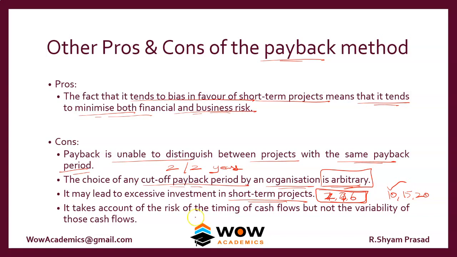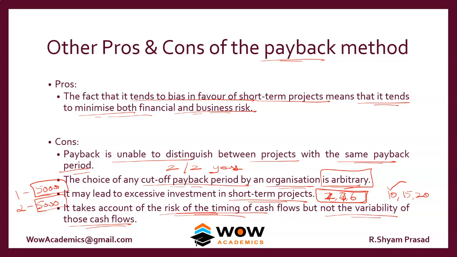It takes account of the risk of the timing of cash flow, but not the variability of those cash flows. So it says that in year 1 we will receive 5,000, in year 2 we will receive 5,000, like that. So it tells you the timing of cash flow, but doesn't tell what the surety is that we will receive 5,000 in the first year. What is the surety that we will receive 5,000 in the second year? So it does not tell the variability.